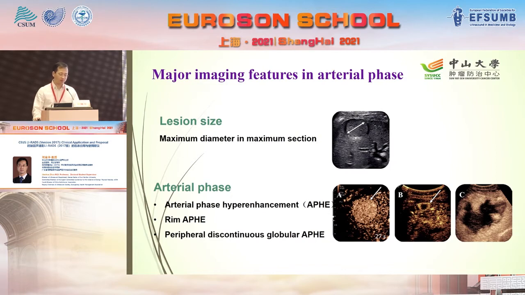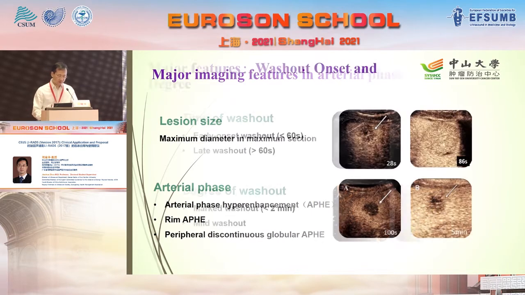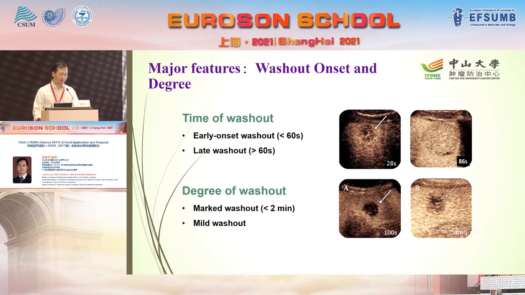There are several major imaging features that need to be recognized to correctly classify the lesions. In the arterial phase, there is arterial phase hyperenhancement, which is a feature of HCC, and rim enhancement, which is a common feature of cholangiocarcinoma or metastasis. Or peripheral nodular continuous globular hyperenhancement is a typical pattern of hemangioma.